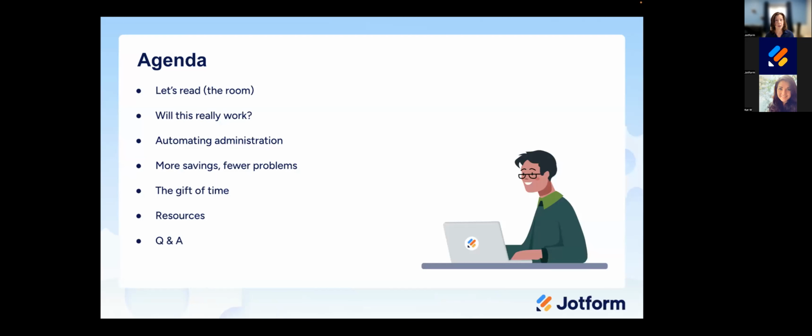Here's a quick overview of today's topics. First, we'll do a quick assessment, no grading, I promise. Then we'll address some common obstacles to automation. And then we'll highlight some ways that automation can streamline administration, cut costs, and save you time. Finally, we'll highlight a few resources if you want to dig deeper into any of these topics. And then we'll wrap up with a little Q&A. All right, let's dive in.